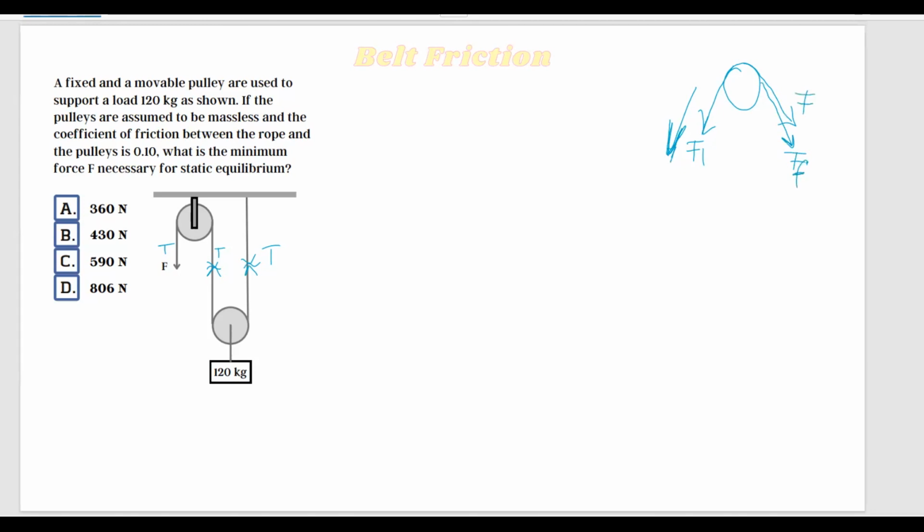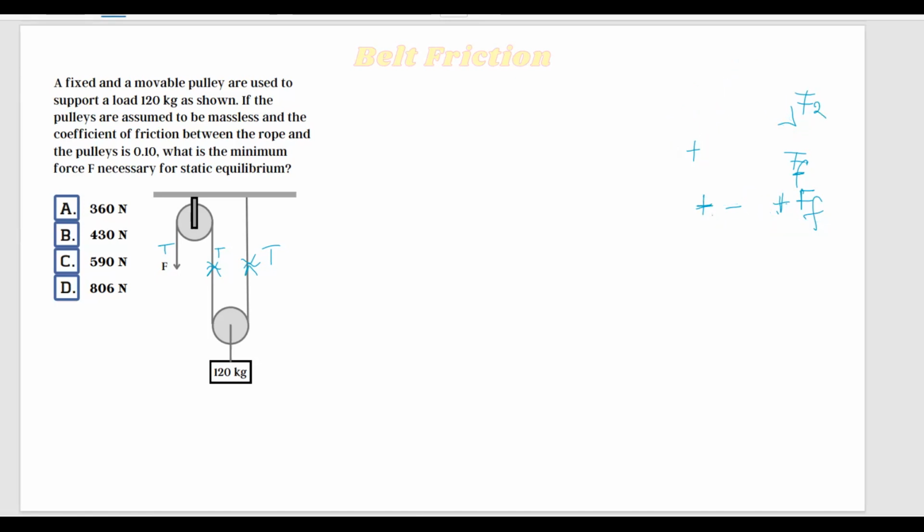And this is F2 or T2. Now, in order to write the equation of the equilibrium, F1 is going to be equal to F2 plus friction force. So now you can see that F1 is not equal to F2 anymore.